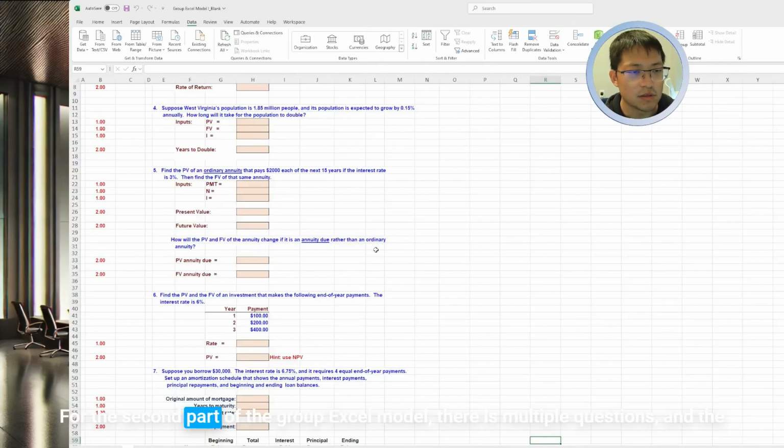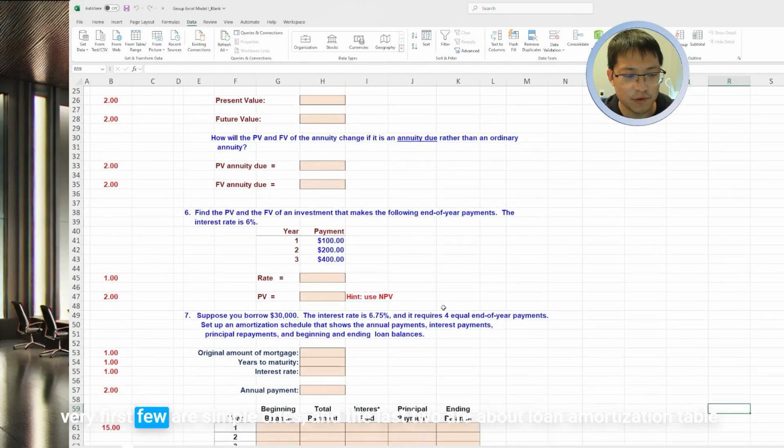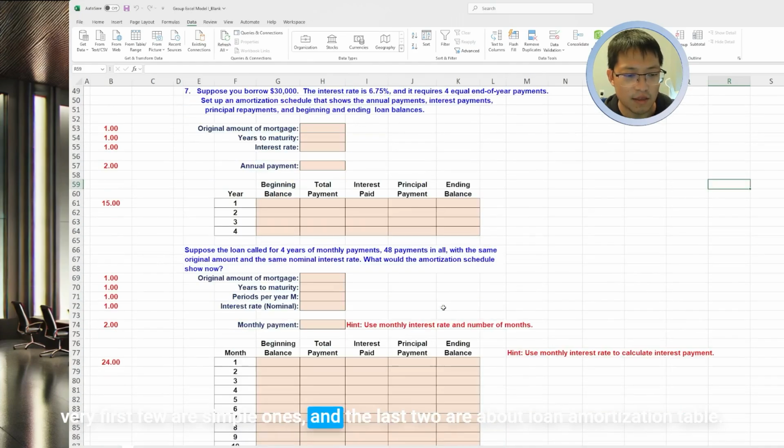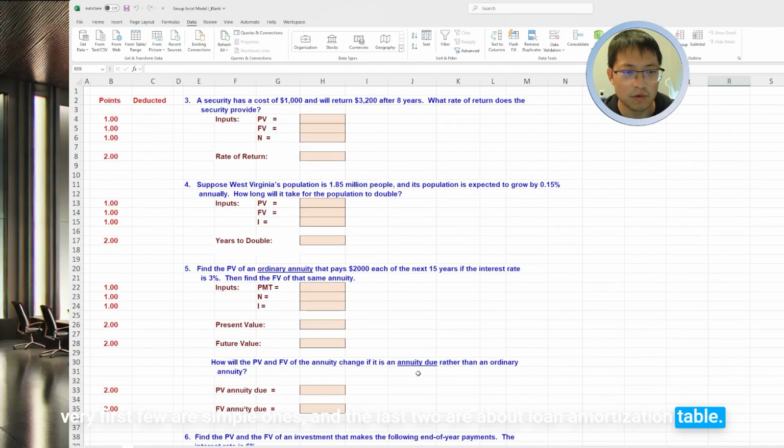The second part of the group Excel model has multiple questions. The very first few are simple ones, and the last two are about loan amortization. We're going to do those one by one.